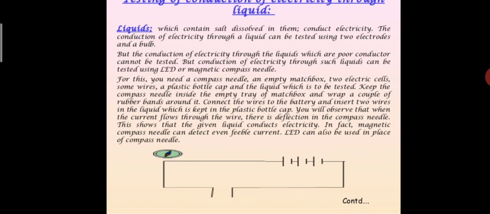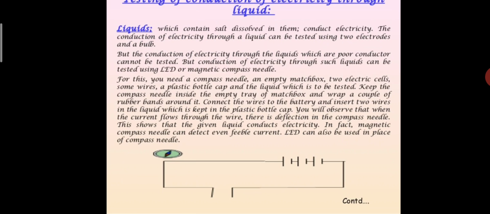Connect the wires to the battery and insert the two wires in the liquid which is kept in the plastic bottle cap. So what will you observe? You will observe that when current flows through the wire, there is a deflection in the compass needle. This experiment shows us that the given liquid conducts electricity.